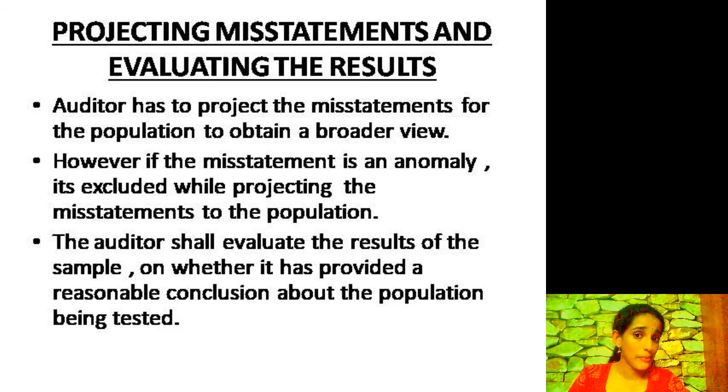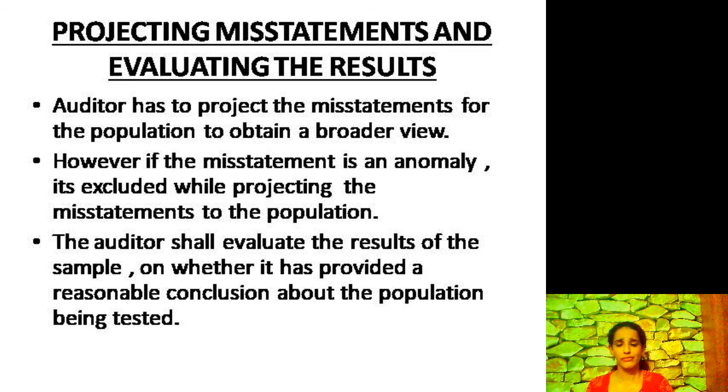Now, he is not applying the audit procedures on the entire transactions, only on a small sample that he has selected. So what does he have to do? He has to project whatever result is obtained on that particular sample to the entire population, or the whole set of transactions. This is called projecting the misstatements. The auditor has to project the misstatements for the entire population to obtain a broader view regarding the characteristics of misstatements for the population.